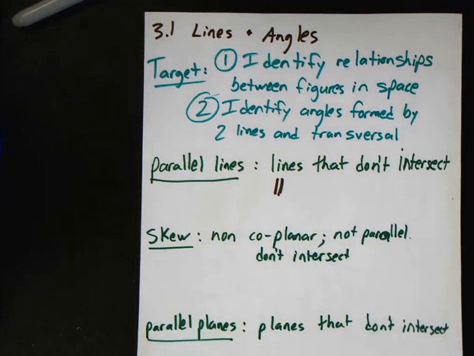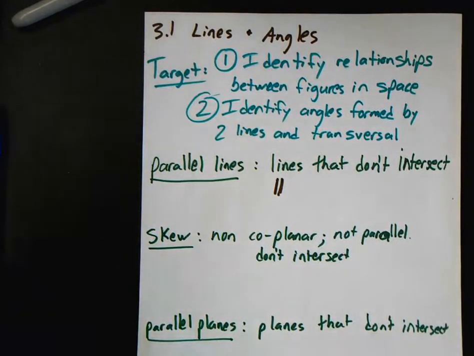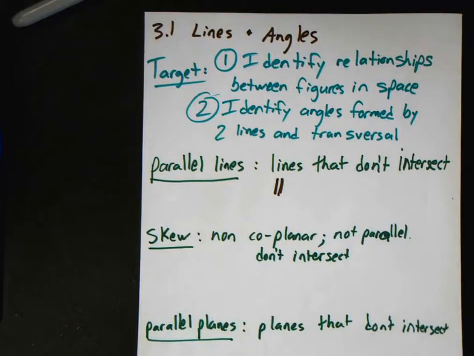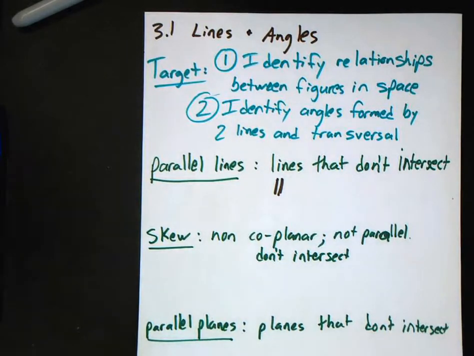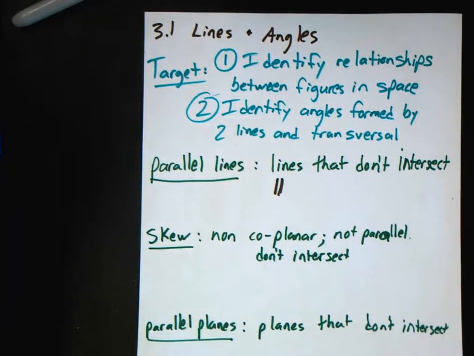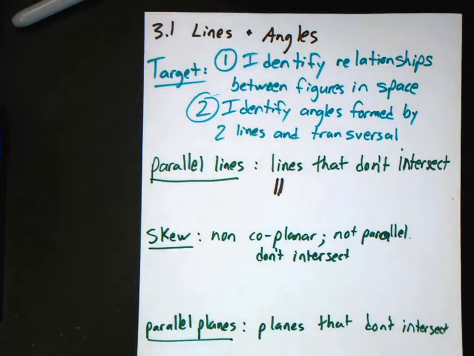Hello, this video is on section 3.1, which is titled Lines and Angles. There are two learning targets for this. The first one is to identify relationships between figures in space. And the second one is to identify angles formed by two lines and a transversal.